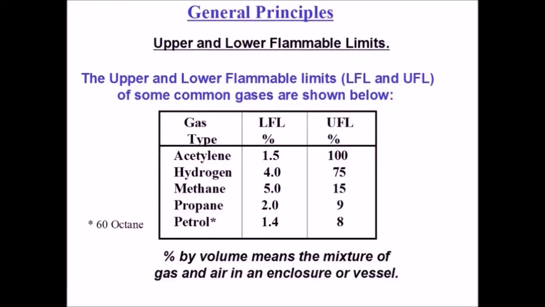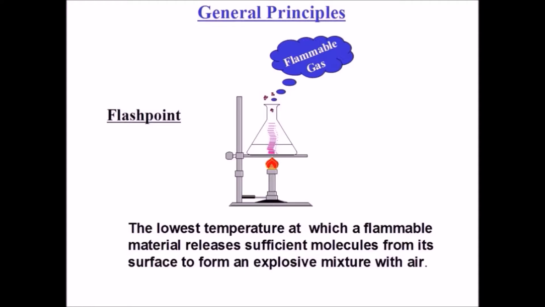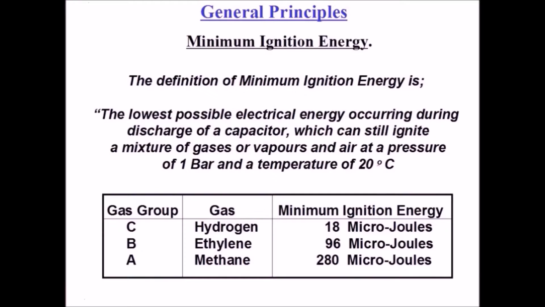Here are some flammable limits of common gases with the percent of mixture, gas and air, in an enclosure or vessel. Definition of flash point: lowest temperature at which a flammable material releases sufficient molecules from its surface to form an explosive mixture with air. The definition of minimum ignition energy is the lowest possible electrical energy occurring during discharge of a capacitor, which can ignite a mixture of gases or vapors and air at atmospheric pressure at a temperature of 20 degrees C.